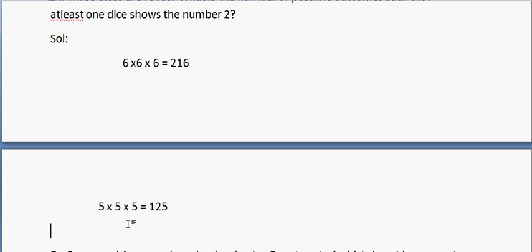If we subtract these two, we would get all those outcomes in which at least one 2 is there, right? So what we have done is, we have found the total number of outcomes. We have found those outcomes in which 2 is not there at all, right? If we subtract these two terms, we would get the number where there is at least one 2, right? So this is the simplest way out.